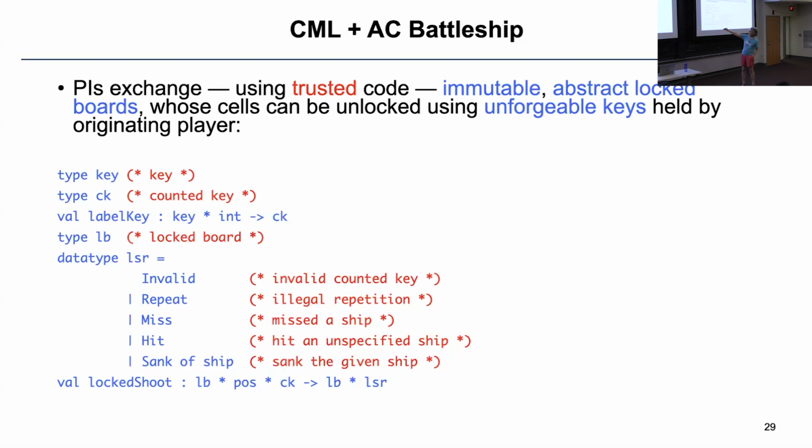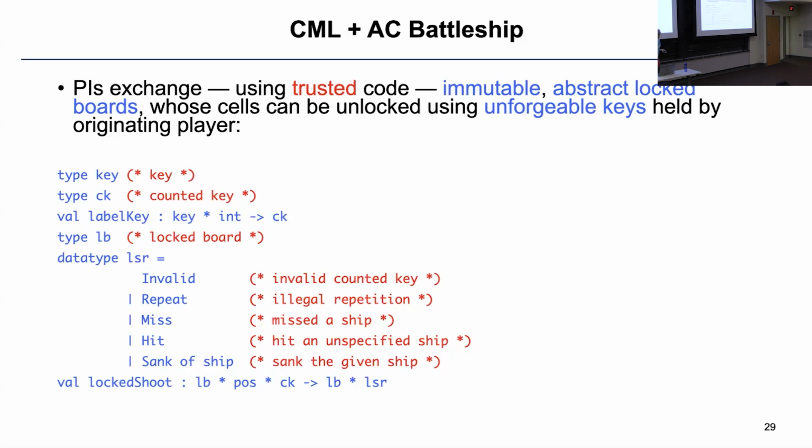So locked boards are an abstract type, and what can we do with them? Well, once we get them from the trusted infrastructure, we can shoot a locked board, a given position of a locked board, by presenting a counted key. And I'll explain what kind of counted key in a second. What we get back is a new locked board. So this is an immutable data type. So we pass in a locked board, and what comes out is a new locked board, and then the result of the shooting.